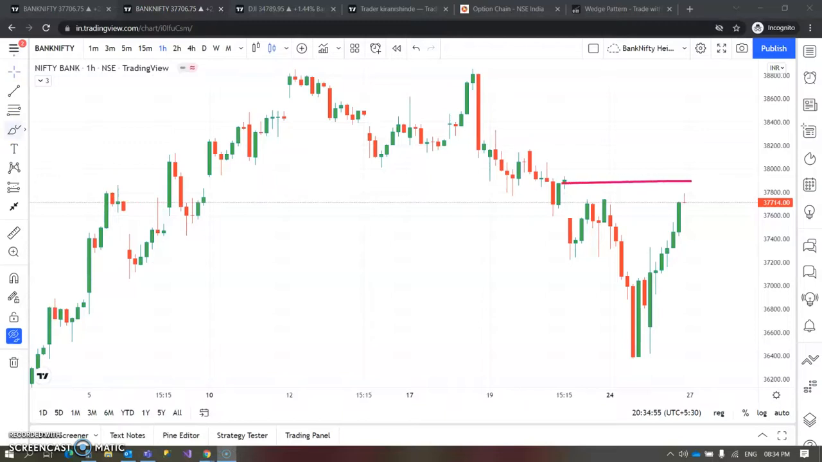This is the gap actually, at least a small gap. So this level would act as a resistance that we can see in intraday levels, and market has just shown a small downfall or correction at the end of the day. So for the safer side, whenever market crosses this particular level, you can go for the buying side. Okay, so this is what we have in 1 hour time frame.